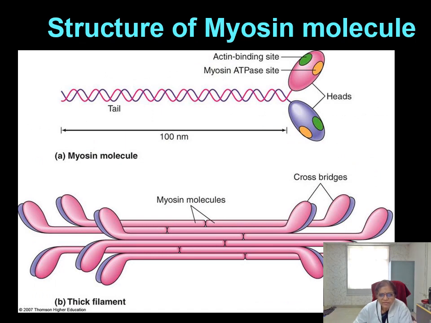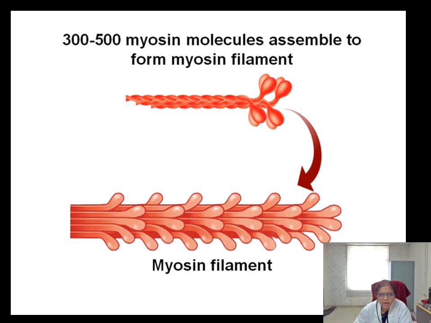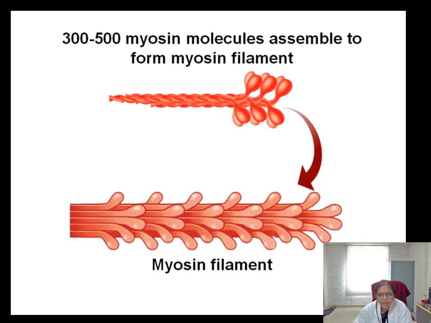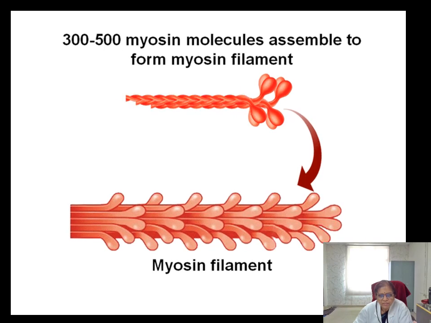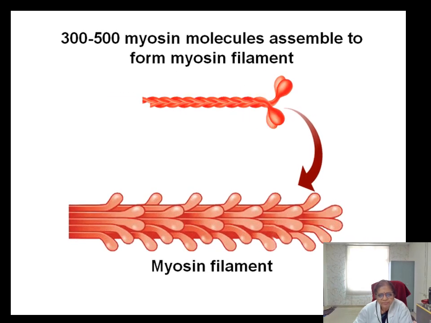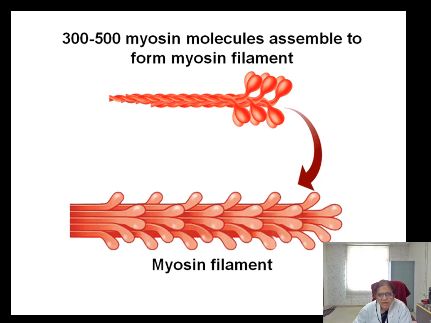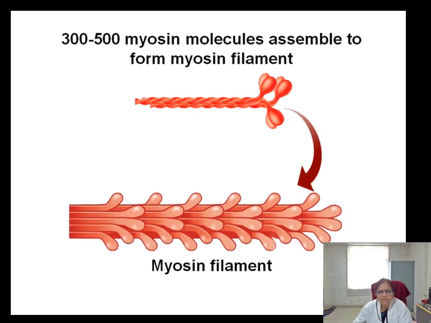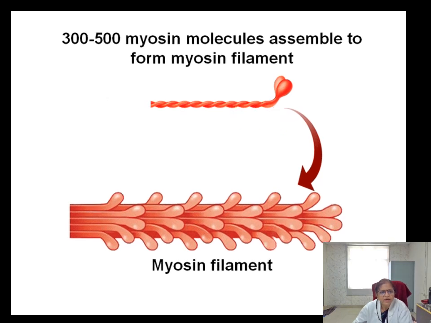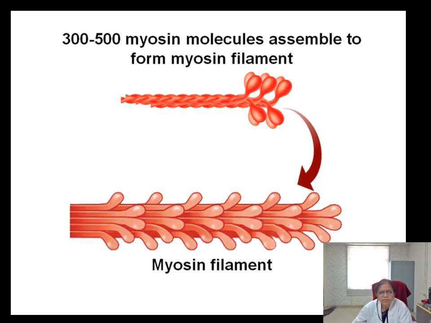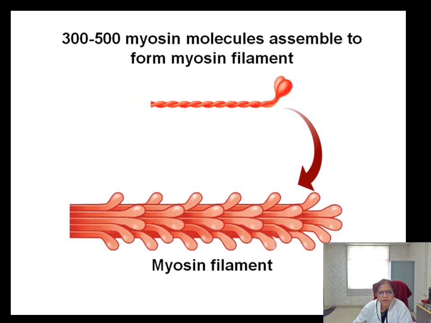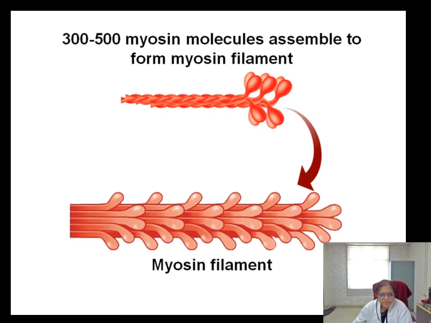So anyway, this structure of myosin and actin molecule, I have already told you. At resting condition, the myosin head will be just projecting upwards. On activation, it will have two joints, one at the head and neck, and another at the neck and tail part. So it will be moving upwards to attach to the actin. Around 300 to 500 myosin molecules assemble to form a myosin filament.